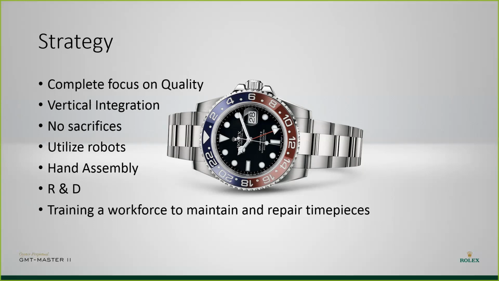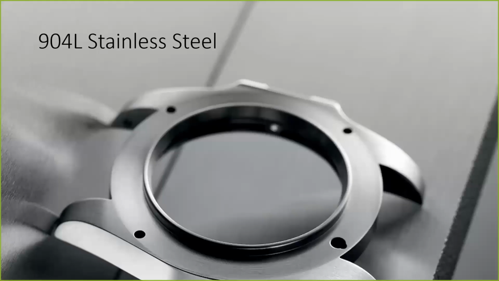So there's got to be somebody that is able to repair it and maintain the watches. One aspect I wanted to focus on here is something that Rolex came up with about 20 years ago. When they make a stainless steel watch, they use a type of steel called 904L stainless steel, and this is a differentiator for them.